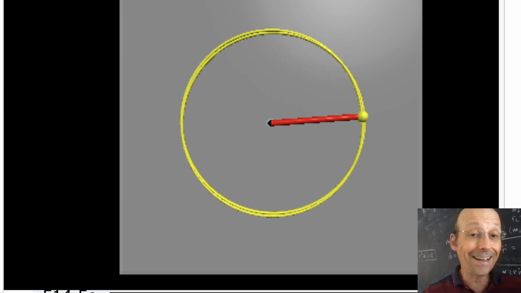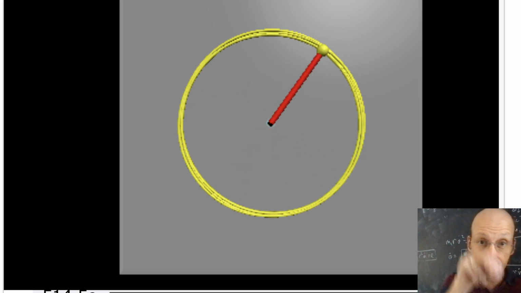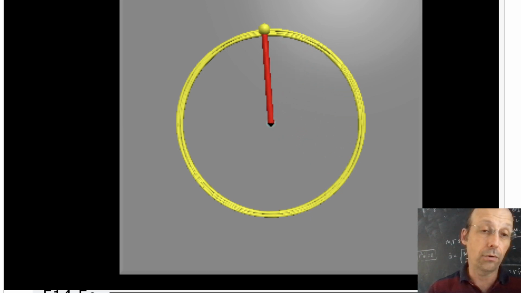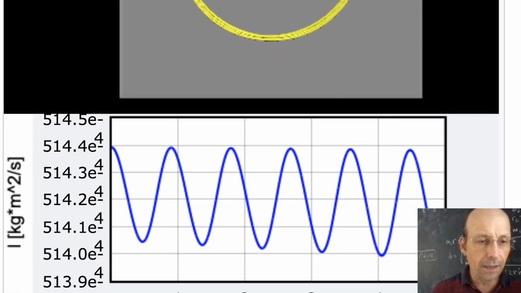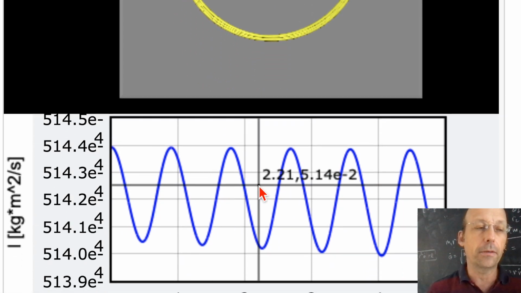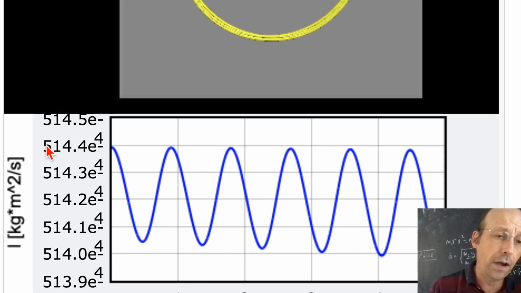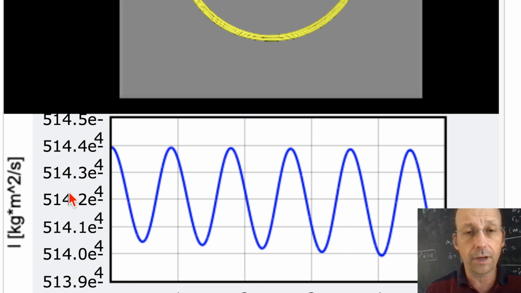So you see, it's not a circular orbit. It's actually oscillating out back and forth, and that's kind of cool. And again, that looks like constant angular momentum. I think there might be something wrong with my angular momentum, but I'm not 100% sure. That is very constant, 514, so I think it's okay.